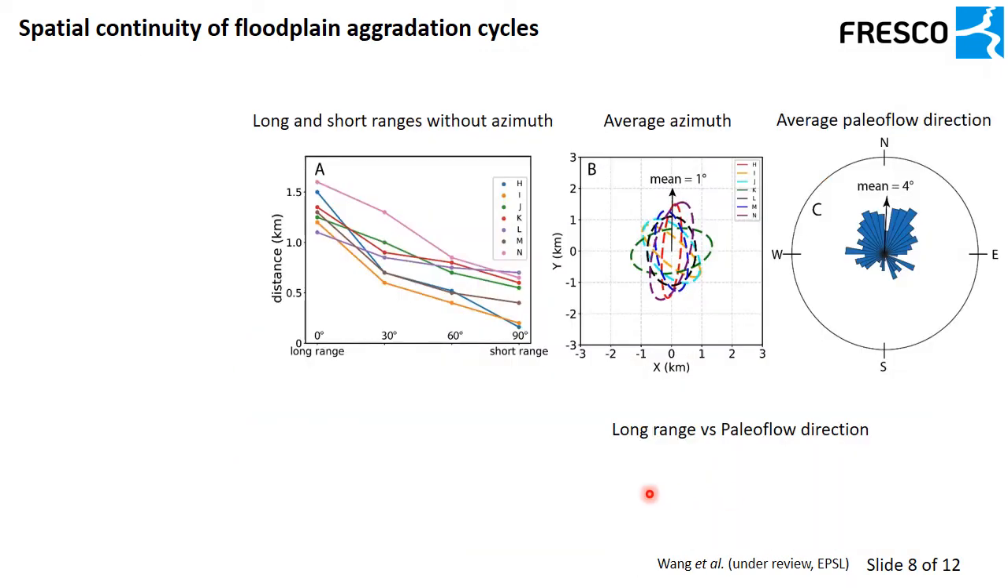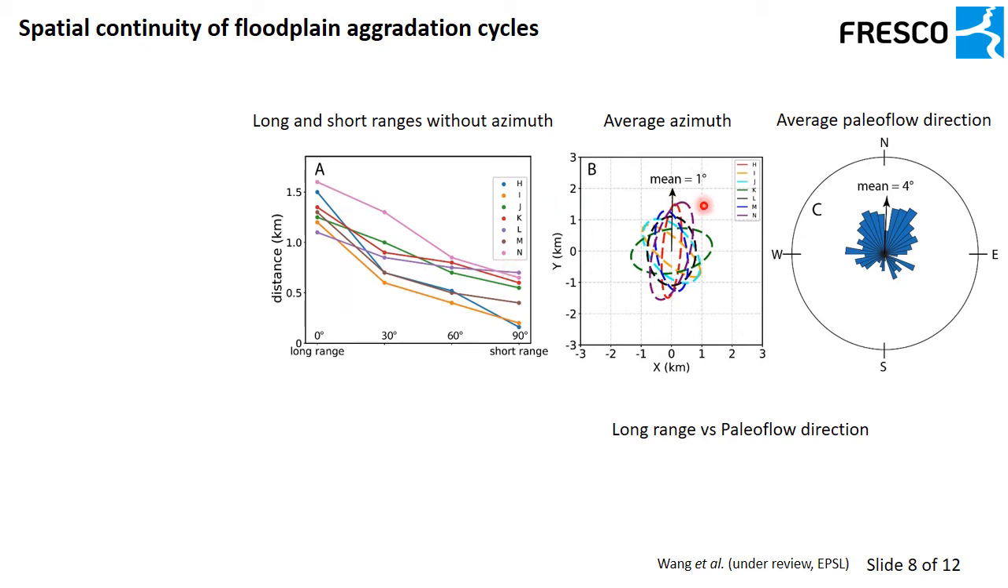Okay, now we populate these methods to the other cycles. So here we show the long range, all set to 0. Here we have the short range. We can see they have different values and also different slopes. That means each cycle has a different feature.